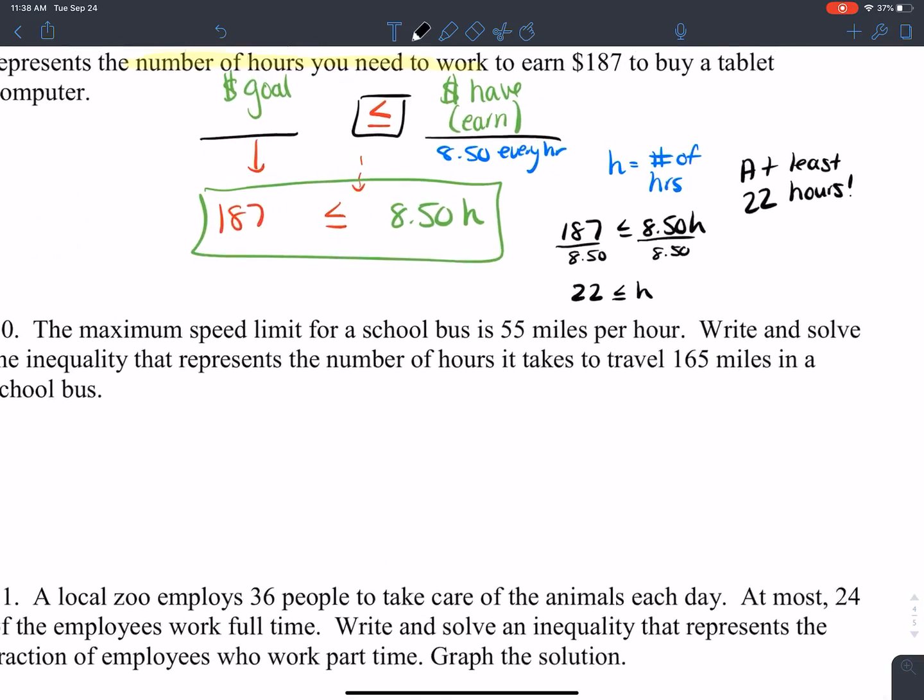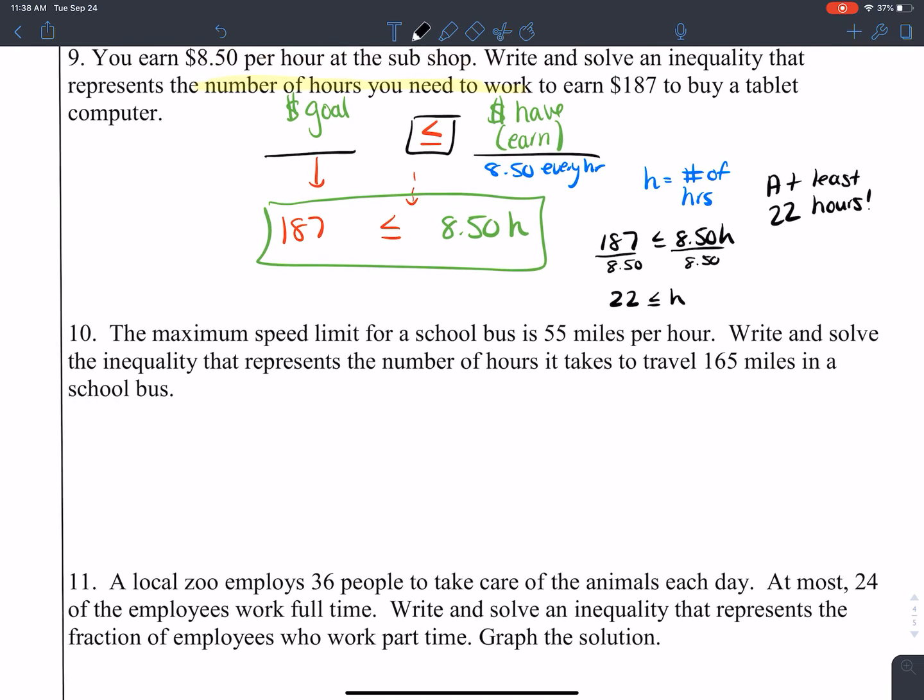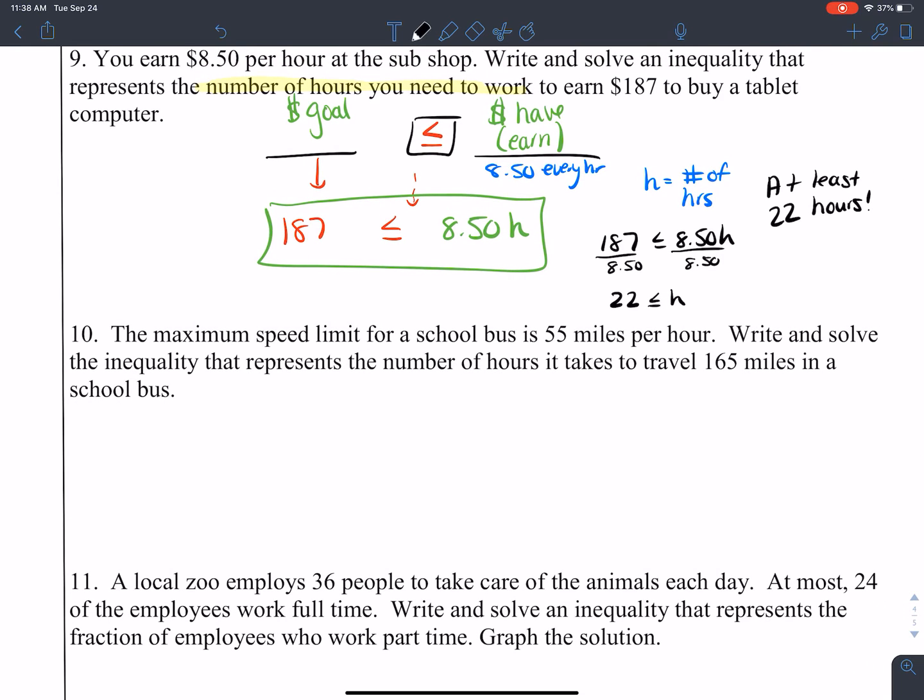The maximum speed limit for a school bus is 55 miles an hour. Write and solve an inequality that represents the number of hours. So there's our command, so we can use that to define our variable. Let's let H equal the number of hours that it takes to travel 165 miles.